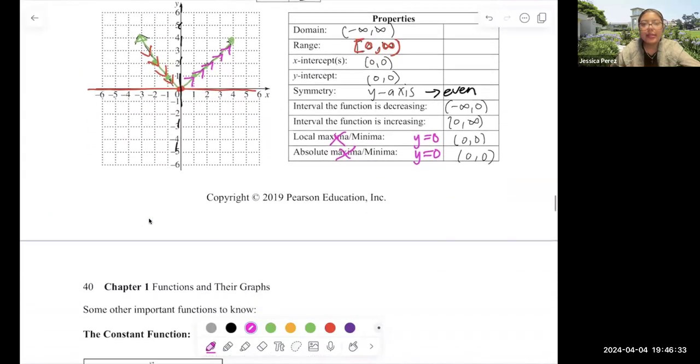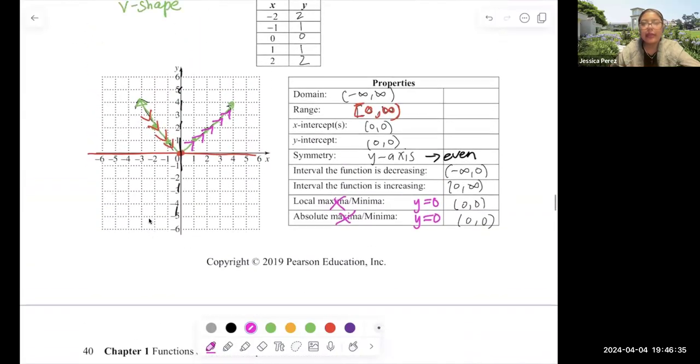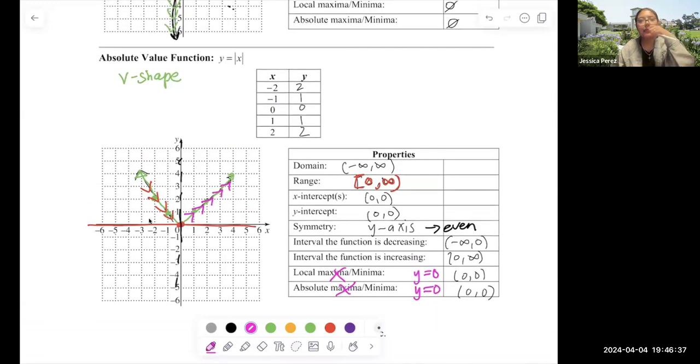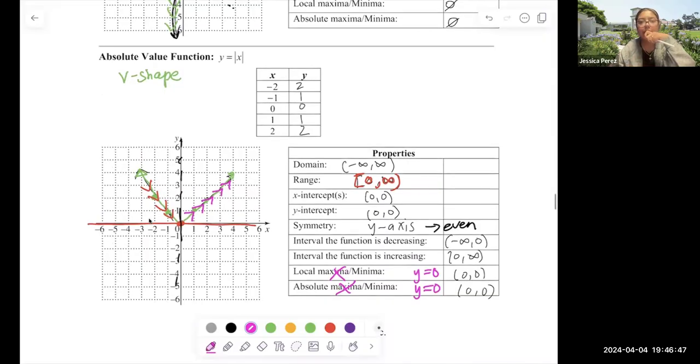I think the next thing is, okay, we have one more, I think. And then we're going to go on break, and then we'll move forward.